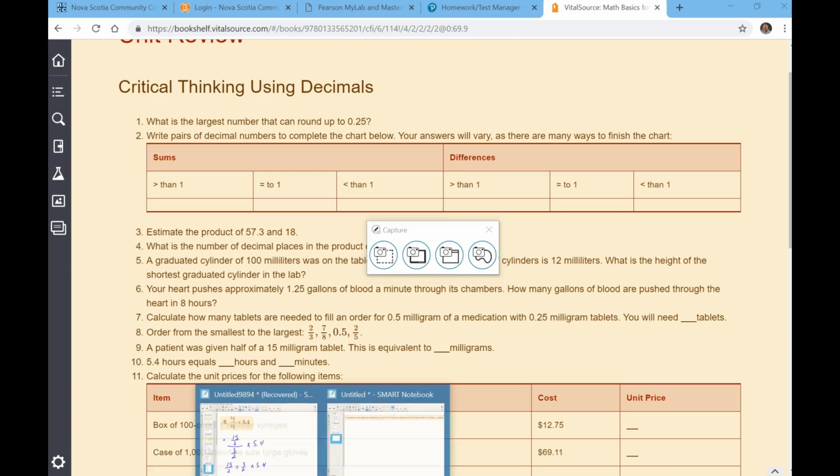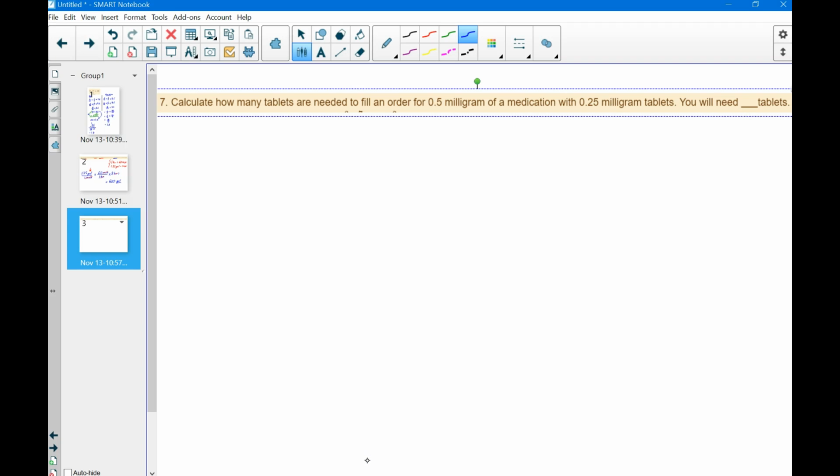Calculate how many tablets are needed to fill an order of 0.5 milligrams of medication with 0.25 milligram tablets. How many tablets do you need? So what's this question actually asking us to do? Anybody have any ideas?